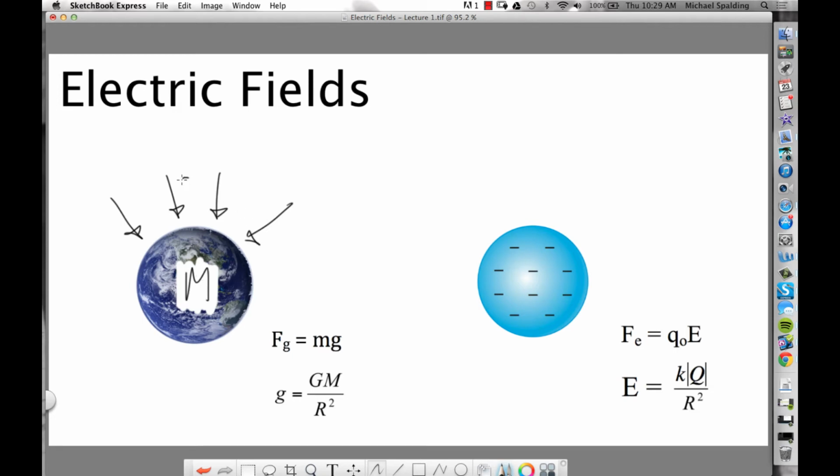Now look, if you stick a little mass in the gravitational field, so that'd be little m, would that little mass get a force from the gravitational field? Yep.